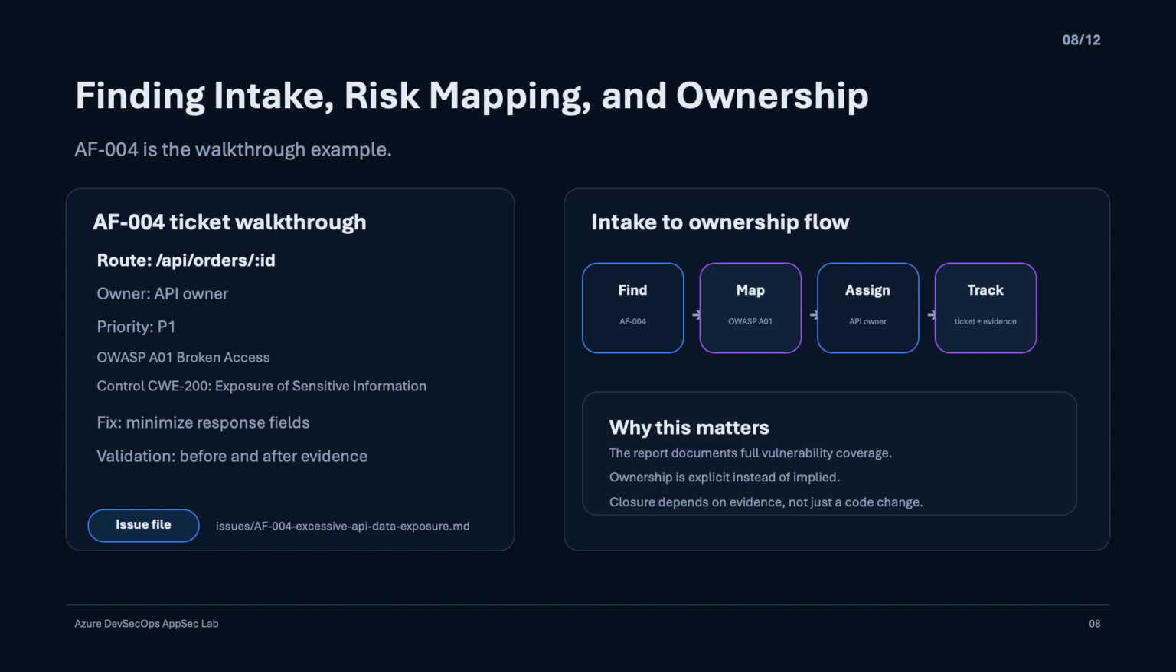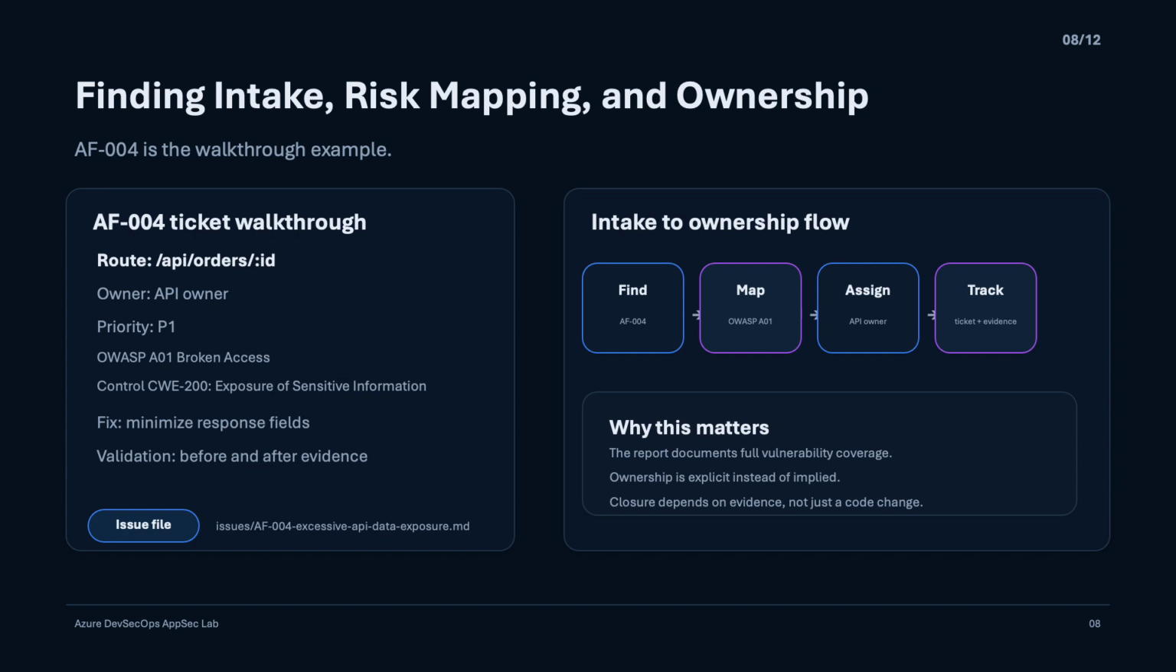It's tied to OWASP Top 10 for broken access, and it's assigned to the proper owner. In this case, the owner would be the API owner as assigned on the ticket because the issue is with the API response. So from the mapping standpoint, this falls under OWASP A01, broken access control. It also maps to CWE-200 for exposure of sensitive information. And AppSec findings are often linked to more than one framework because it gives teams better context to make reporting more consistent.